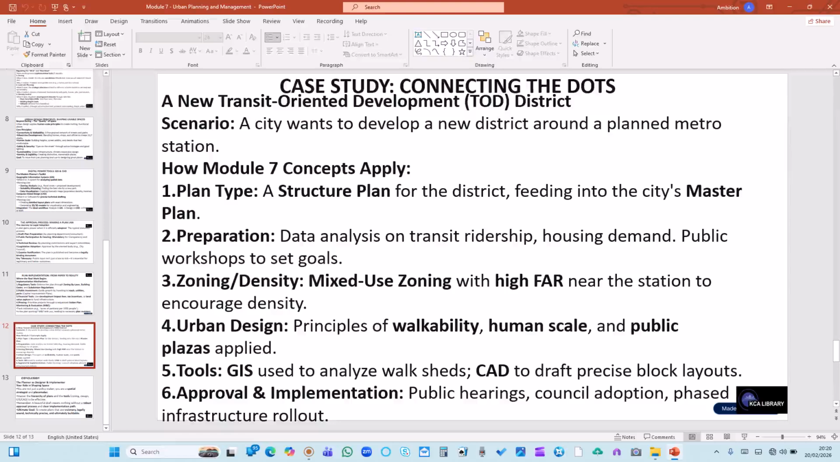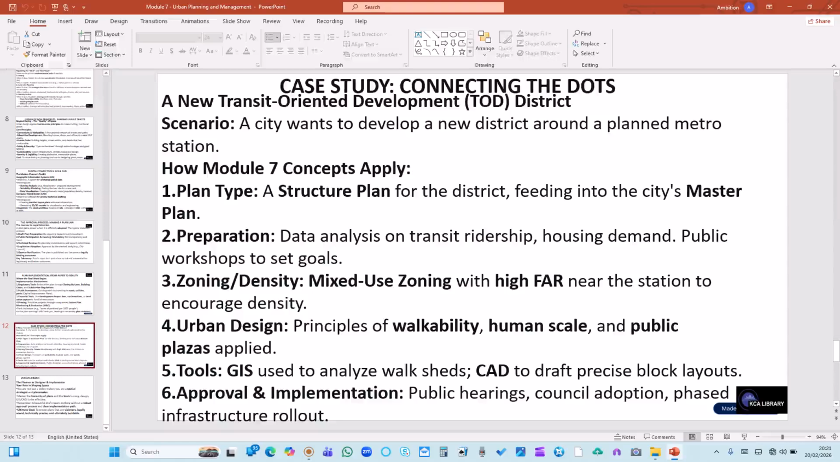Then the preparation will involve data analysis on transit ridership, housing demand, and public workshops to set goals. Then in the zoning and density area, it will involve mixed-use zoning with high FAR near the station to encourage density. Then the urban design will involve the principles of walkability. That is, it will ensure that there is walkability within the urban area. Human scale and public plazas will be applied.